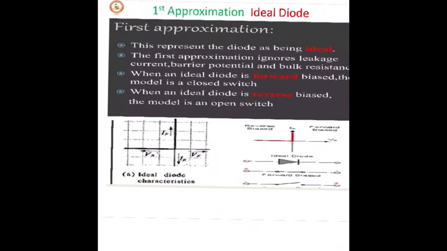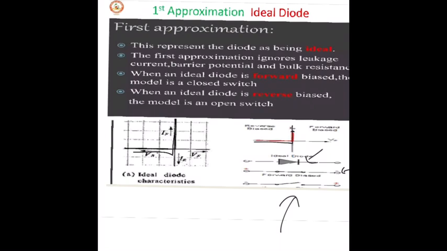You can see when it is forward bias it is a closed switch, when it is reverse bias it is an open switch. You can see here, this is your ideal diode. The graph you can see it will be a linear straight line.